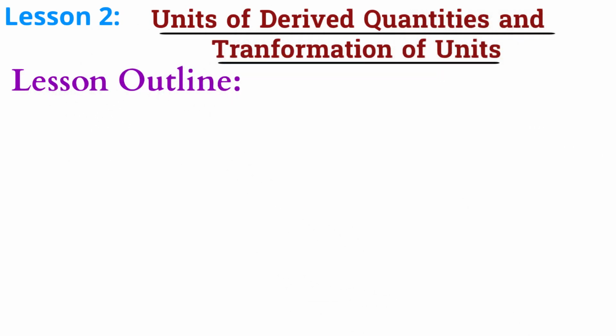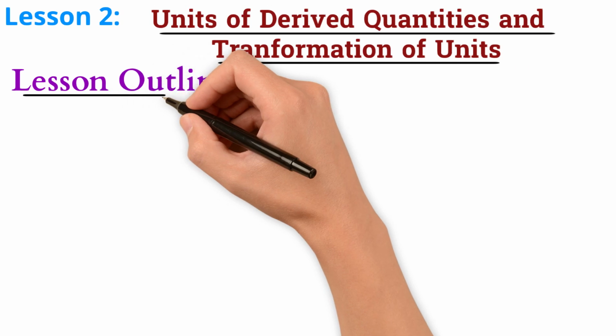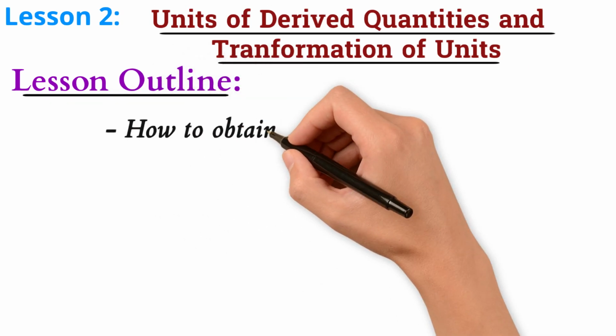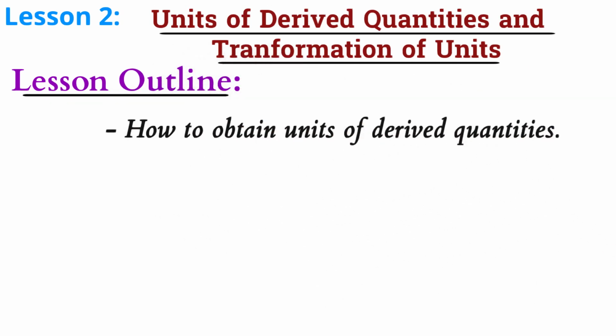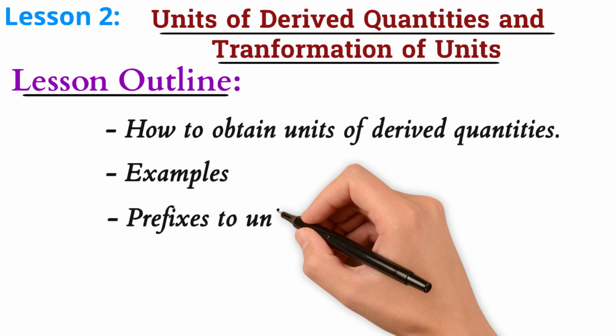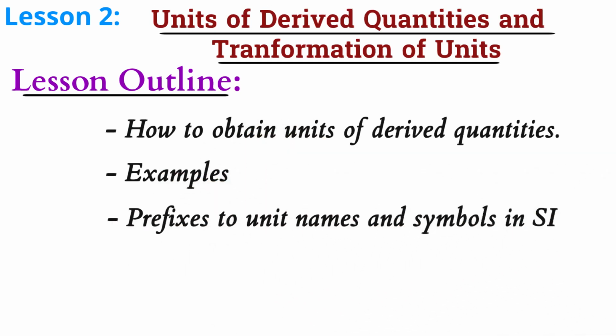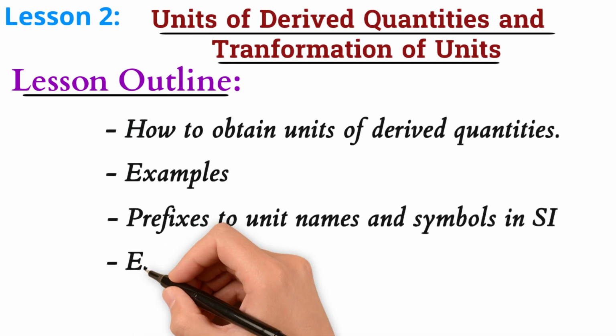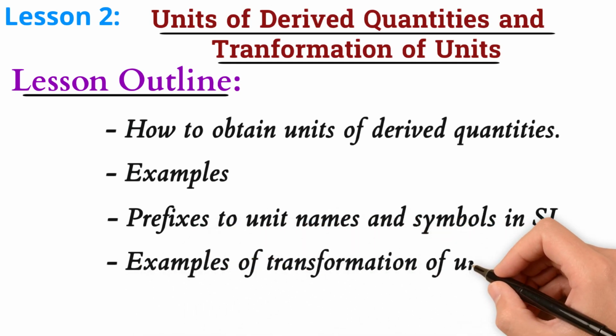And in our lesson outline of today, we're going to talk about how to obtain units of derived quantities. And then we'll give some examples on that. And then we'll discuss prefixes to unit names and symbols in the SI unit system. And finally, we're going to do examples of transformation of units.